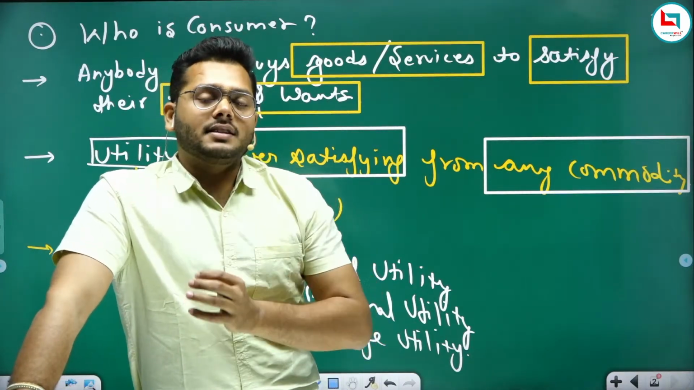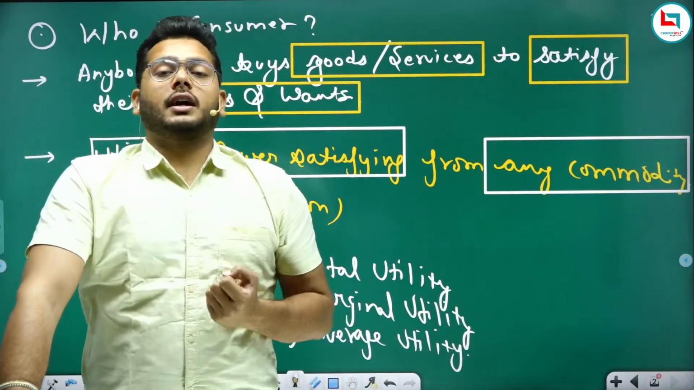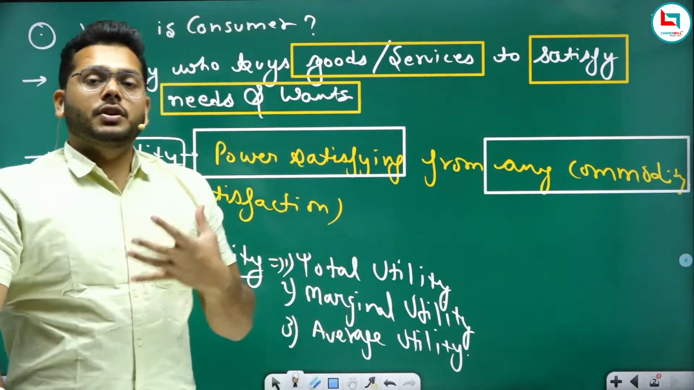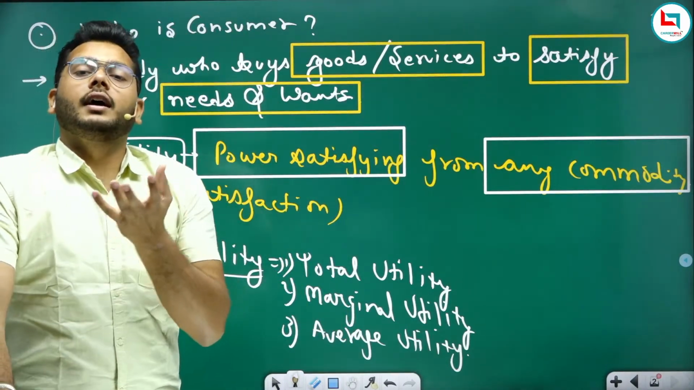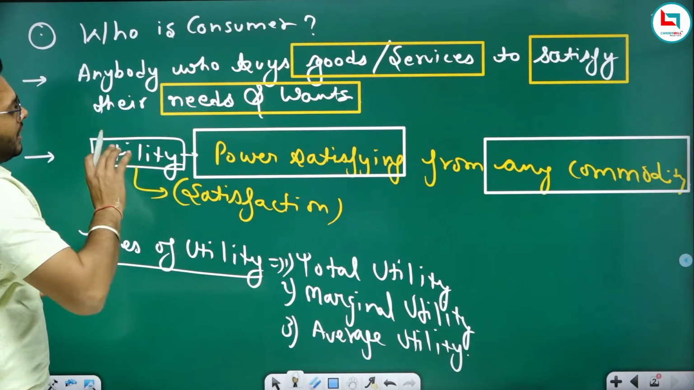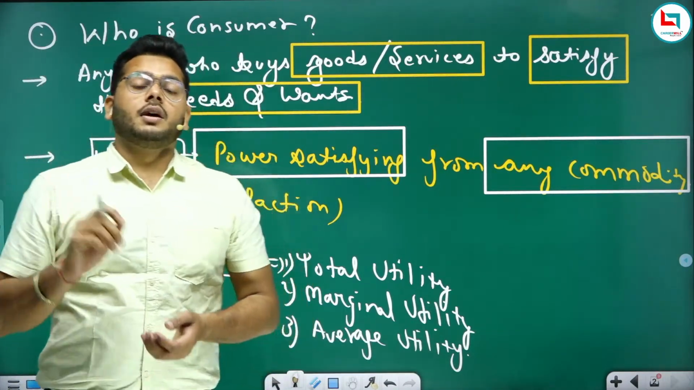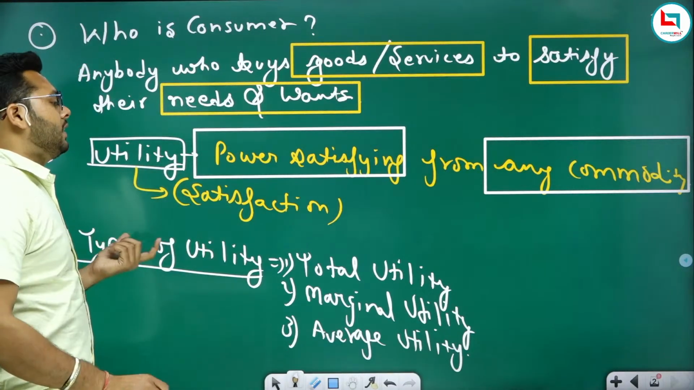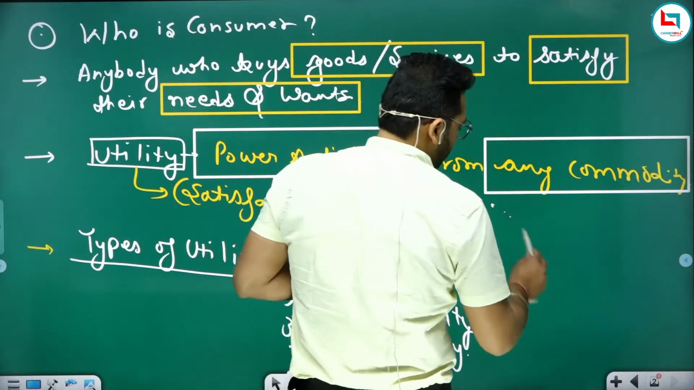Like this, satisfaction also has an SI unit. It means utility has an SI unit. So the satisfaction you are getting can also be measured in an SI unit. So what is the SI unit of utility? Because this question has already been asked in your exams. You can answer here.